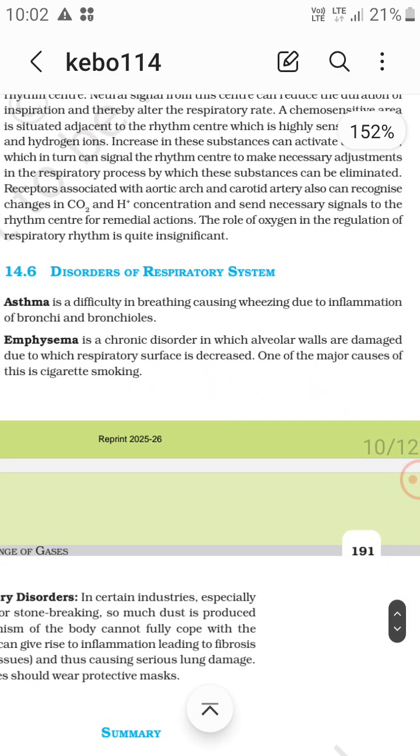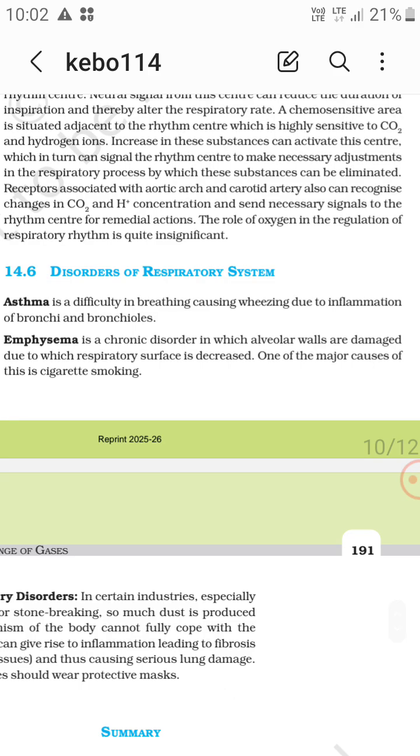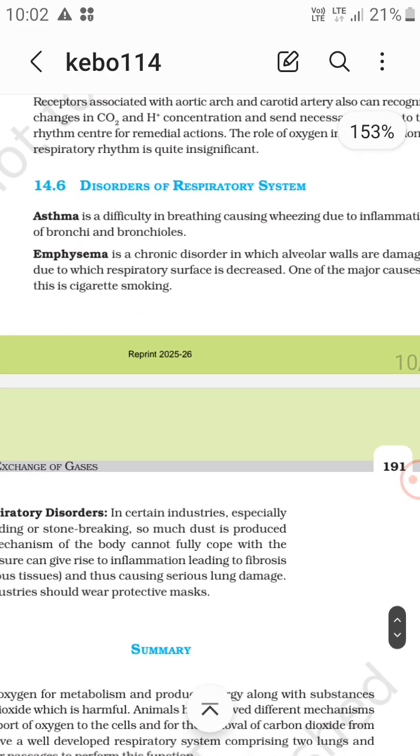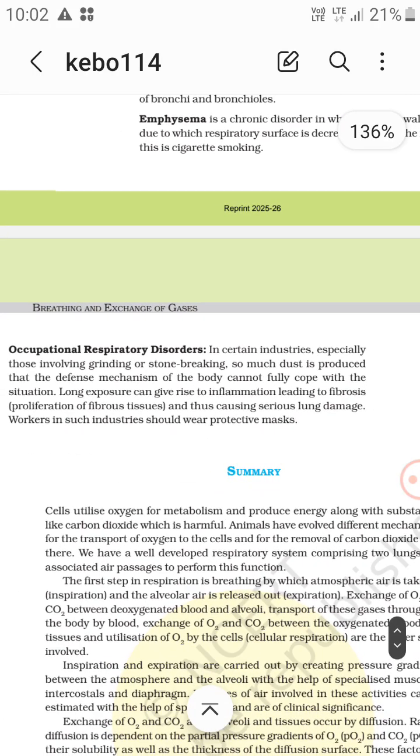Now emphysema is a chronic disorder in which alveolar walls are damaged, due to which the respiratory surface is decreased. One of the major causes of this is cigarette smoking, right?